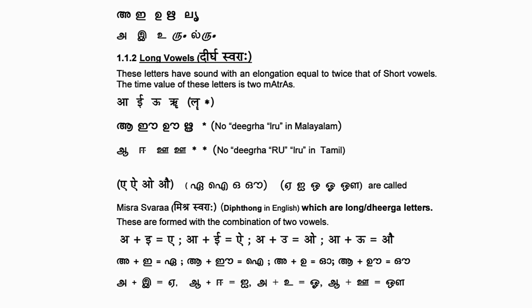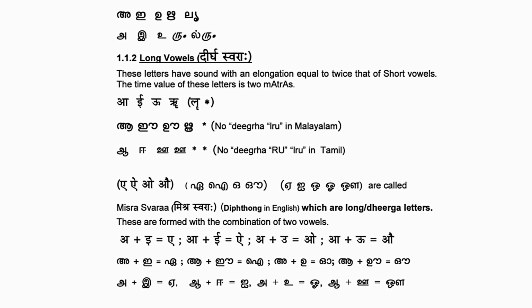So what is a matra? The time that is taken to utter a hrasva or a short vowel is technically called a matra. And while pronouncing a long vowel, we take twice the time. So that is 2 matras.